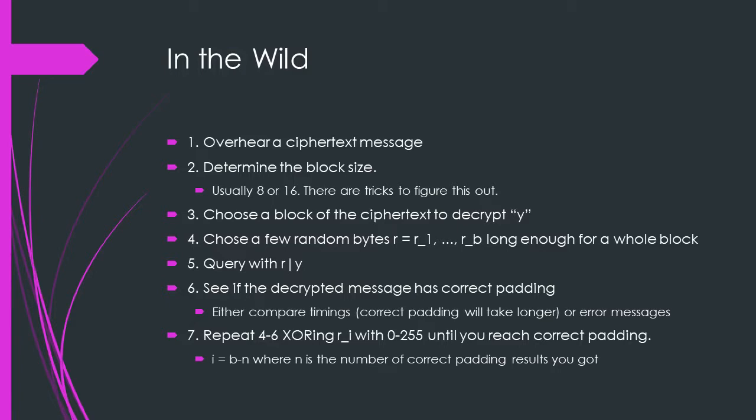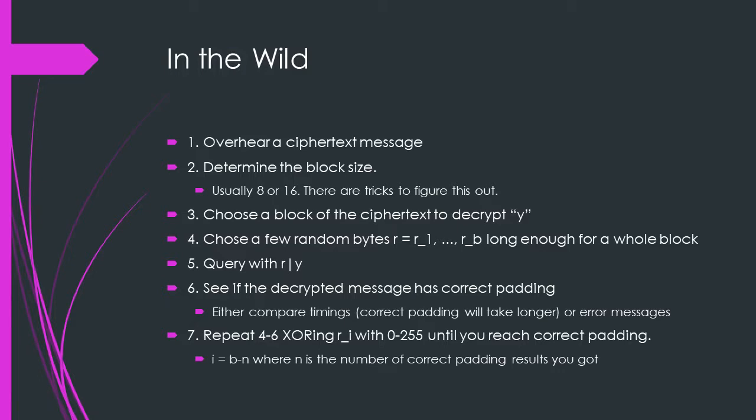So we're going to assume that the decryption algorithm is going to try to decrypt our message no matter what we send it. So we're going to query it with R concatenated with Y. Then it's going to try to decrypt it, and we're either going to end up comparing timings, since correct padding will take longer than incorrect padding, or we're going to look at error messages that are sent back from the server or from the function. And we're going to use that in order to categorize the results that we get back from R concatenated with Y being sent in into correct paddings and incorrect paddings.